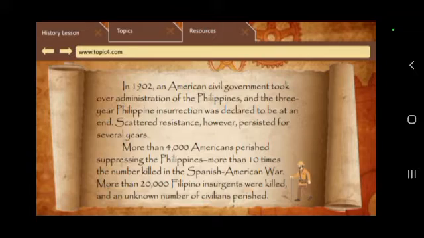During the Spanish and American War, on June 12, the Philippines proclaimed independence and established a provincial government. By 1902, more than 4,000 Americans died, while more than 20,000 Filipino insurgents were killed, and other civilians.